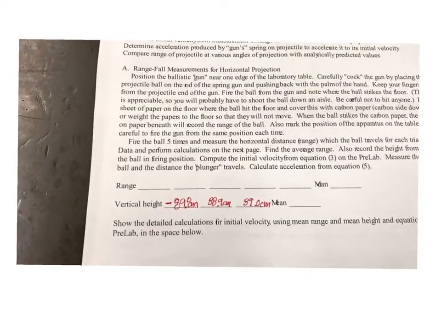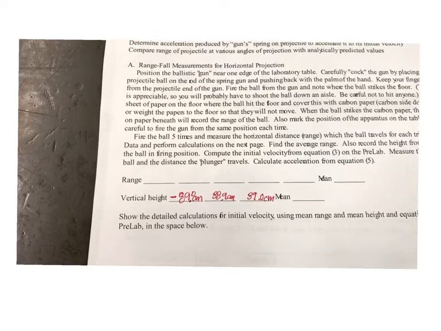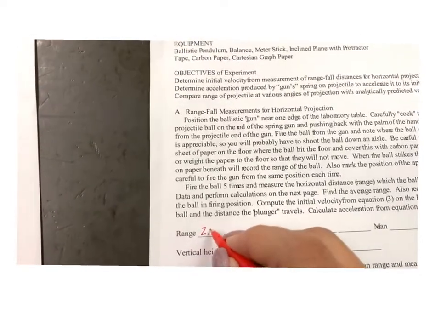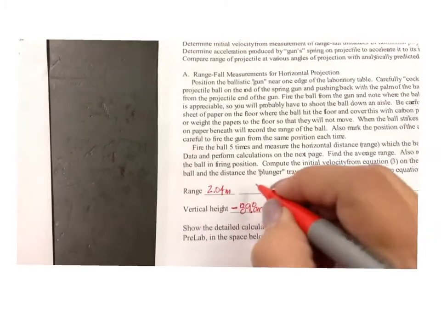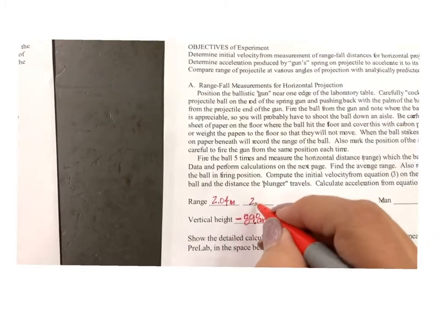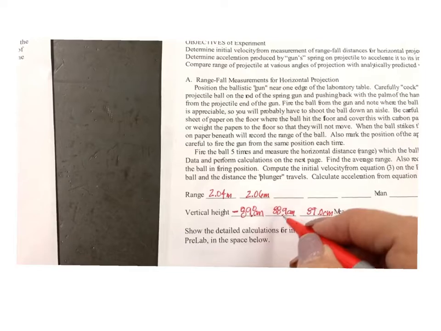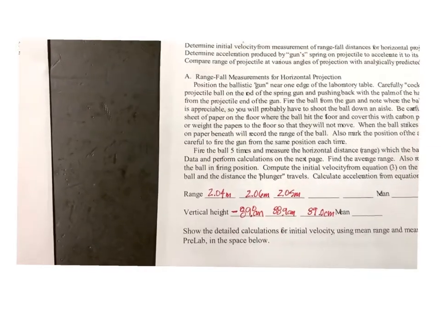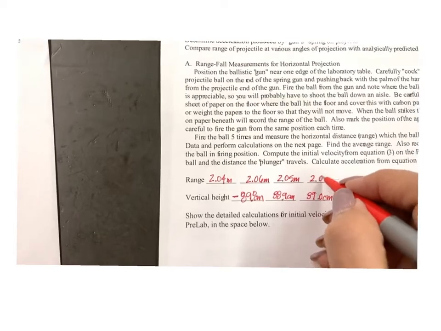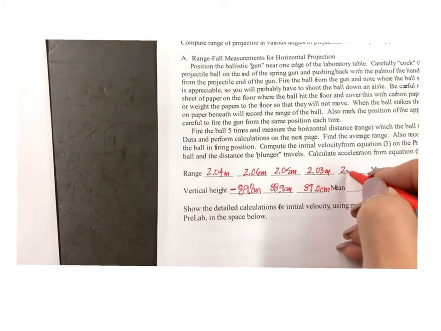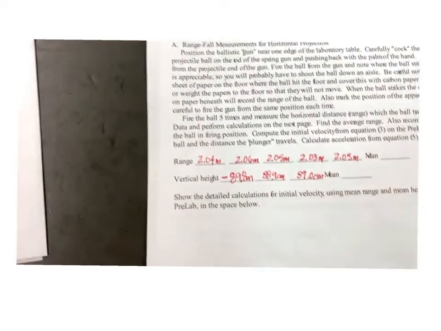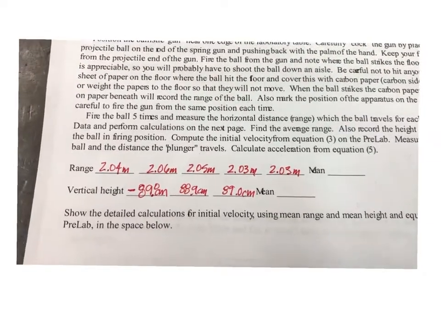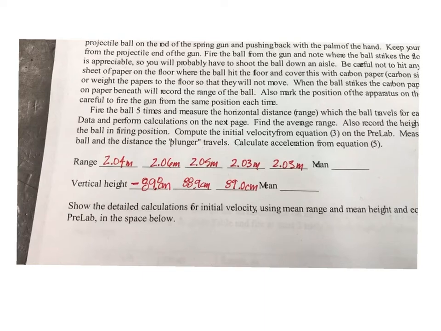After shooting the ball, we got a range. The range was 2.04 meters, 2.06 meters, 2.05 meters, 2.03 meters, and 2.03 meters. So that's how we collected the range, the distance traveled in X.